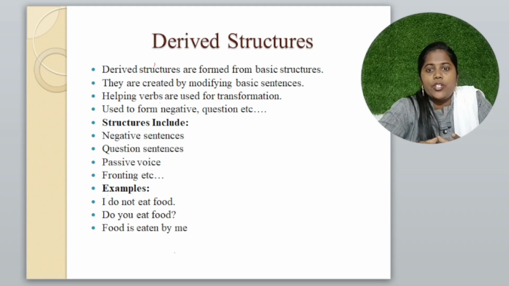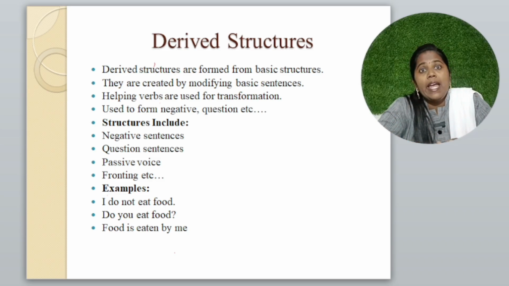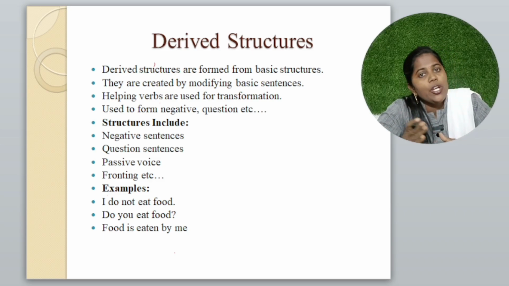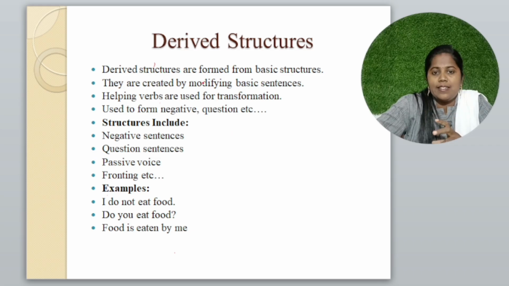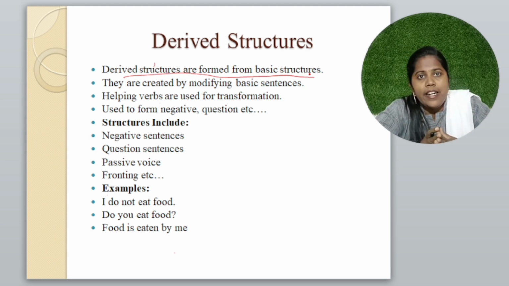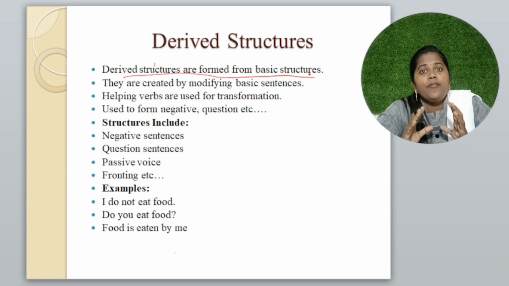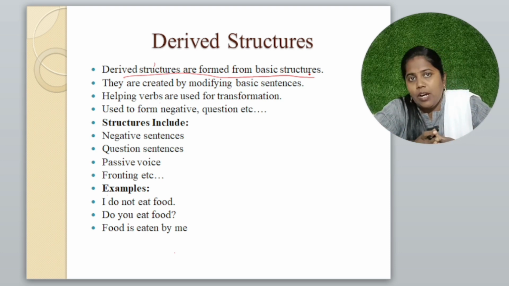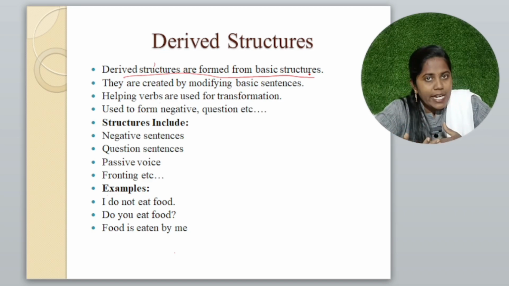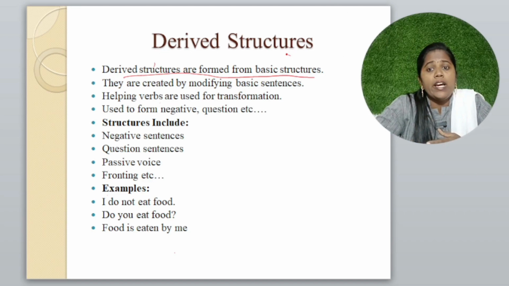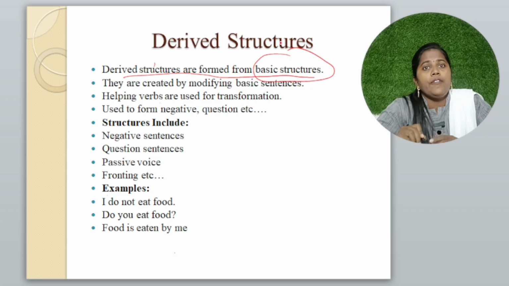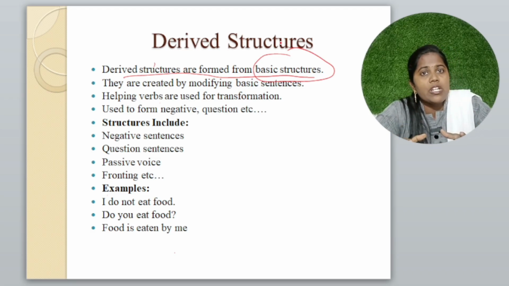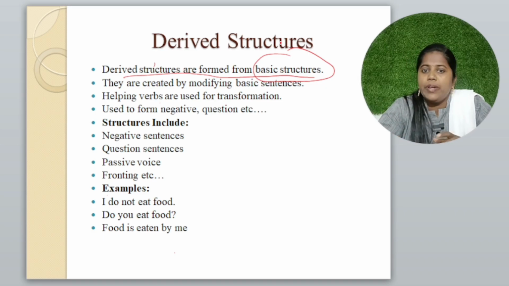And these are the structures we form by applying some transformation rules to the basic structure. Derived structures are formed from basic structures. As I said earlier, basic structures are the foundation of the whole English grammar. It means if you want any derived structure, you must have that basic structure there. If you don't have a basic structure, then you can't derive any other structure. That's why derived structures are formed from basic structure.